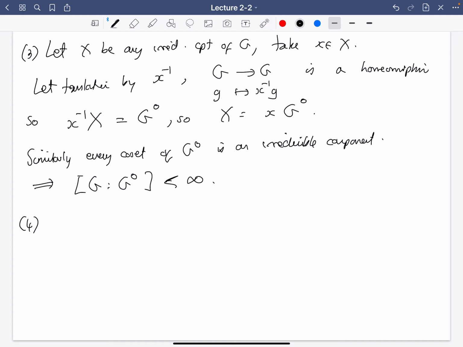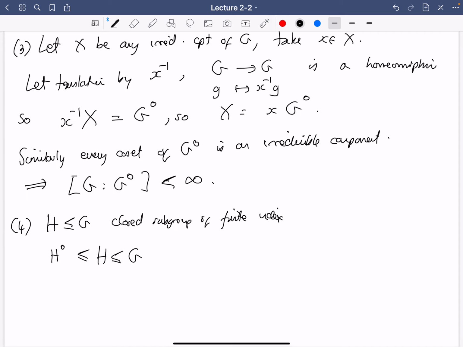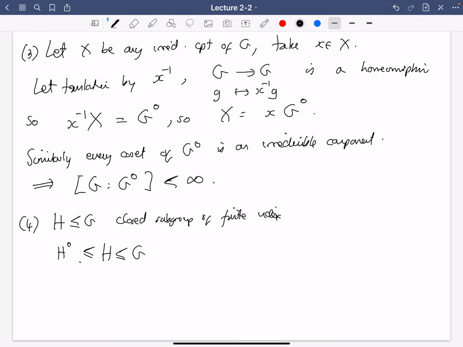So we're nearly done. Then finally I've got to take a general closed subgroup H of finite index. Being a closed subgroup, H is an algebraic group in its own right, so I can apply what I just did and talk about the identity component of H. So this is finite index here and finite index here. So this has finite index.